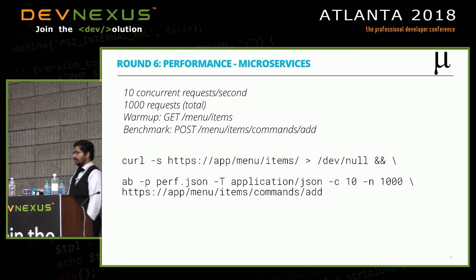There is a warm-up request, which just makes a get call, which just returns data from the database. And then there's the actual benchmark, which does the 10 requests a second and 1,000 requests overall. For this, we are using Apache Bench, the tool AB on the screen, if you notice it, to actually run the test.